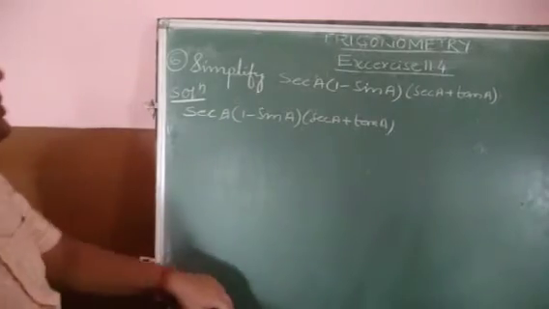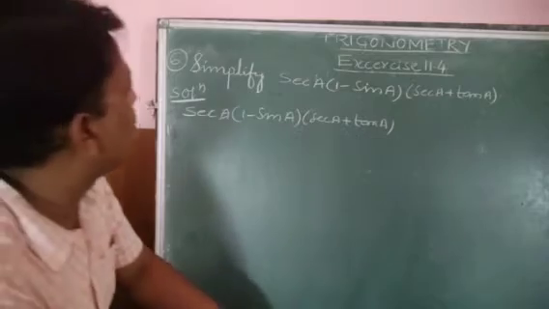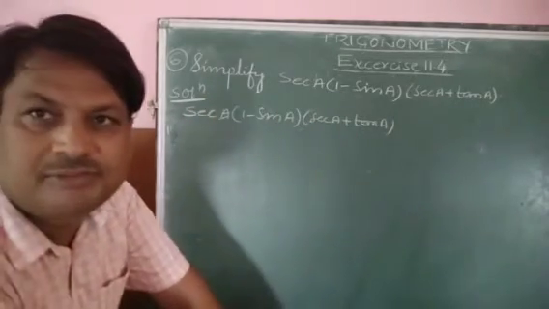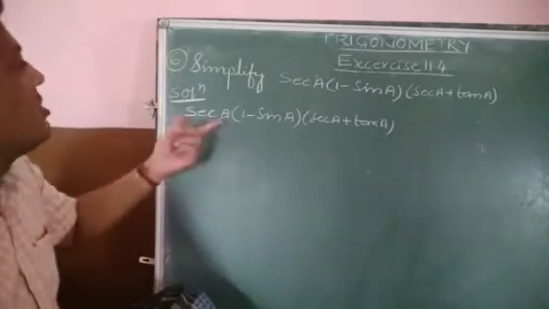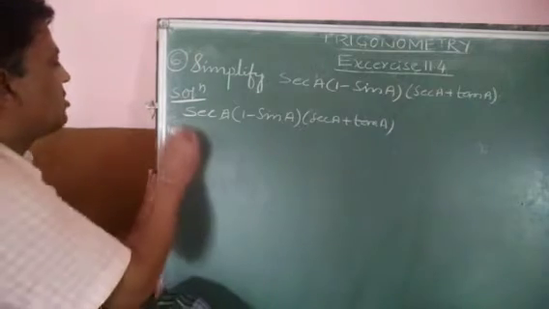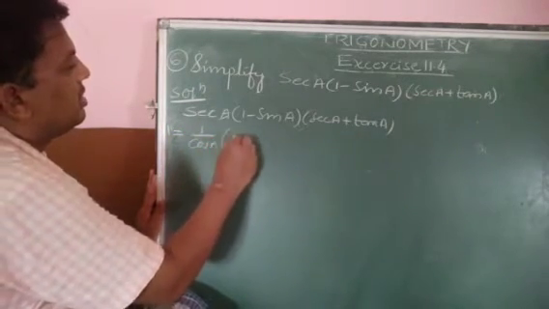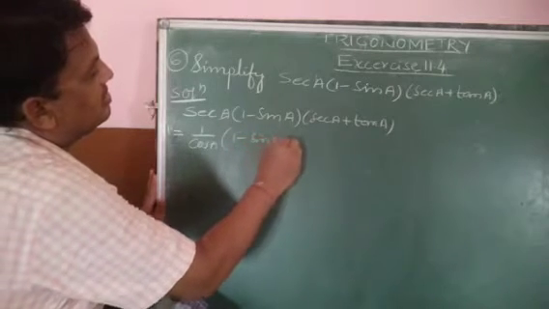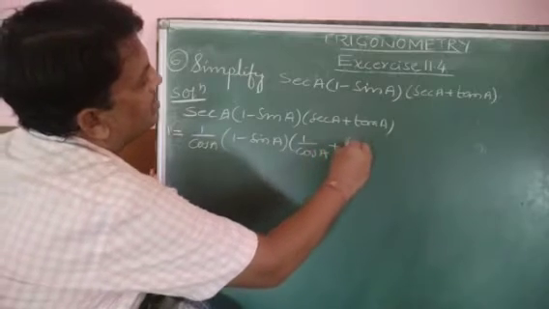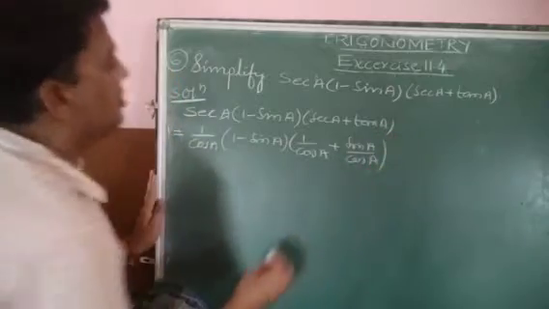Okay, think of what to do. So children, one thing we can do is convert all of this into sine and cos. For simplifying, let's convert the big one, sec, into sine and cos, whatever possibility is there. So sec A as 1 upon cos A, into 1 minus sin A, into 1 upon cos A plus sin A upon cos A.